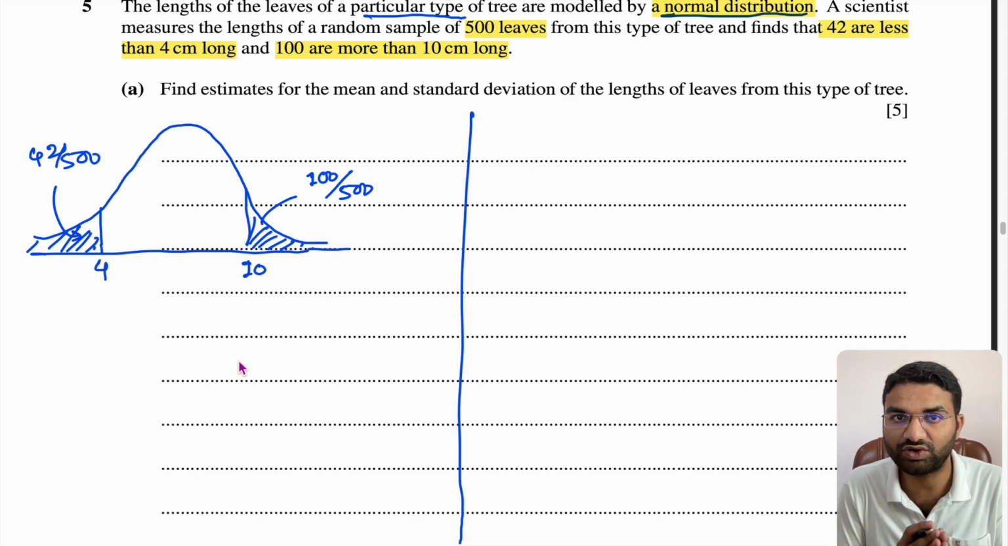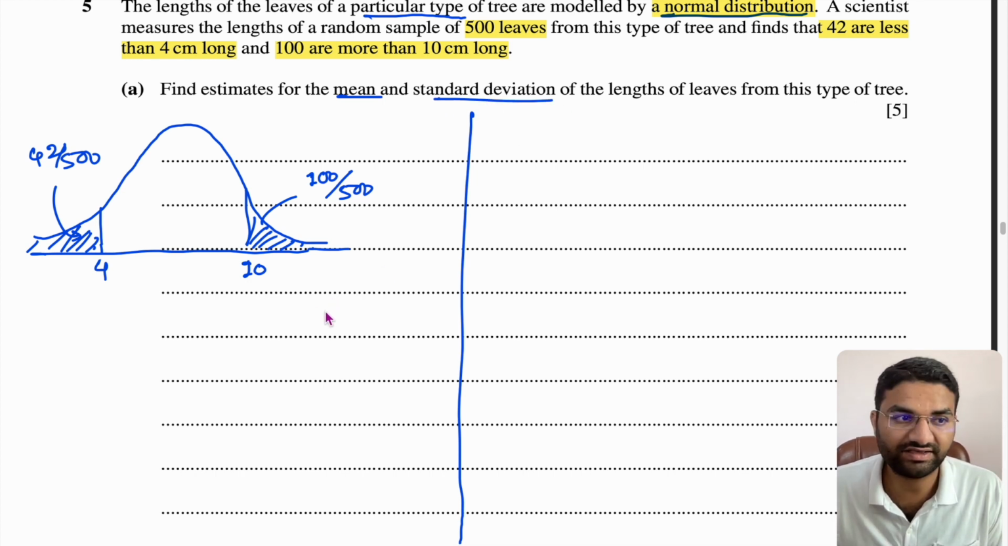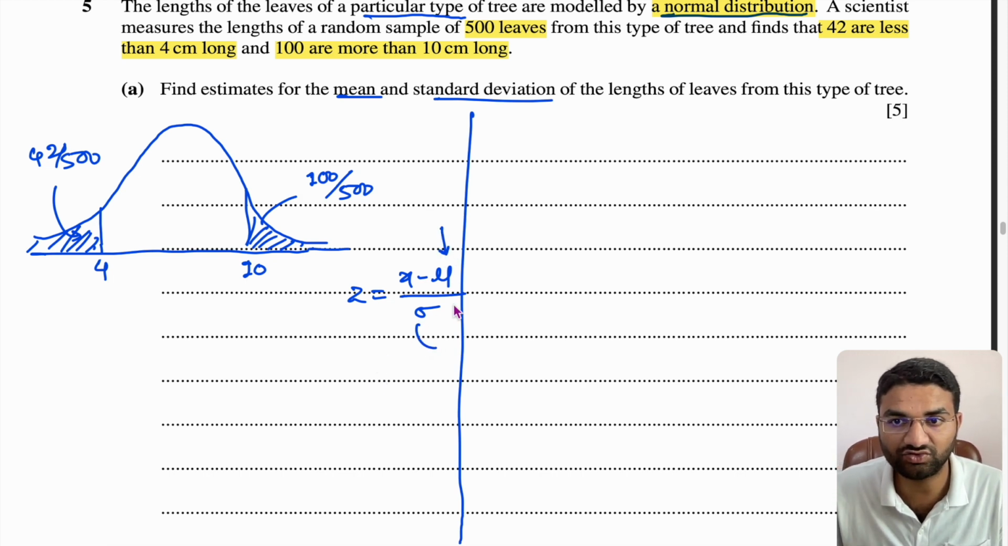So in this type of question, we have to find the mean and standard deviation, right? The mean and standard deviation are not given. So in our formula, we have to use Z equals X minus mu over sigma. This is the standard deviation, this is the mean, and these two unknown things we have to find.